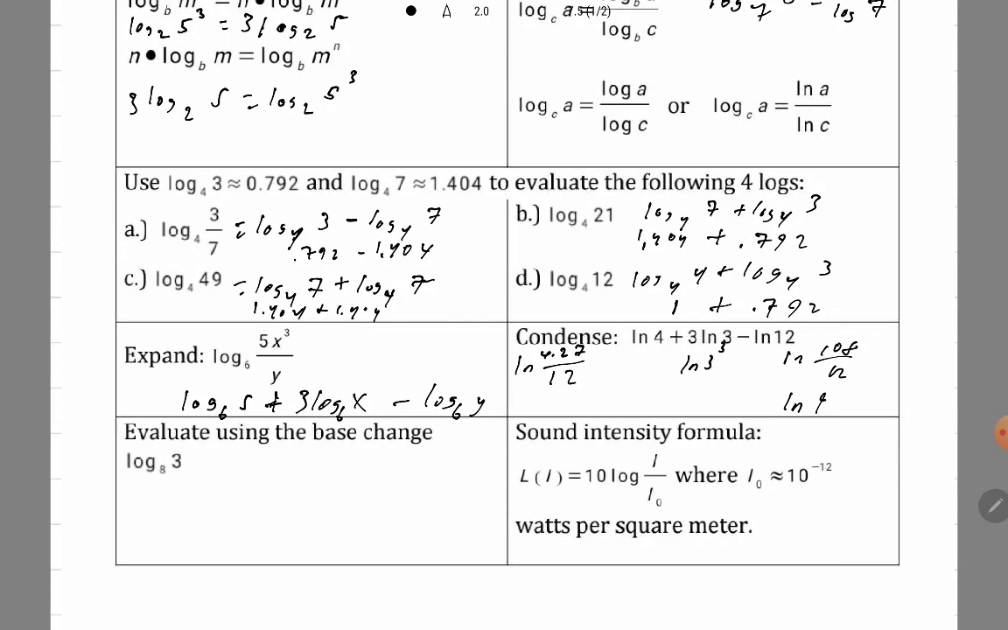Evaluate using the base change. So this would be log of 3 over the log of 8. Punch that into your calculator, and you should get something. You can also use the natural log of 3 over the natural log of 8.